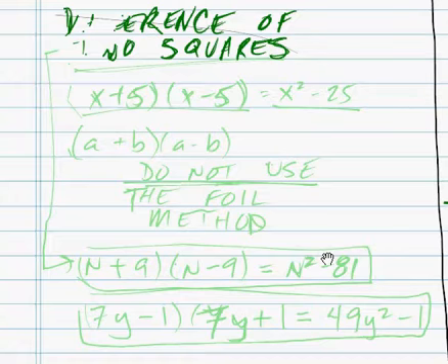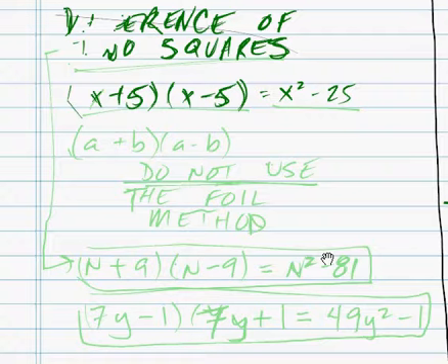If you ever see a calculation or an equation that looks like this, x plus 5 times x minus 5, you should recognize this form as essentially the difference of two squares. The answer is x squared minus 25.